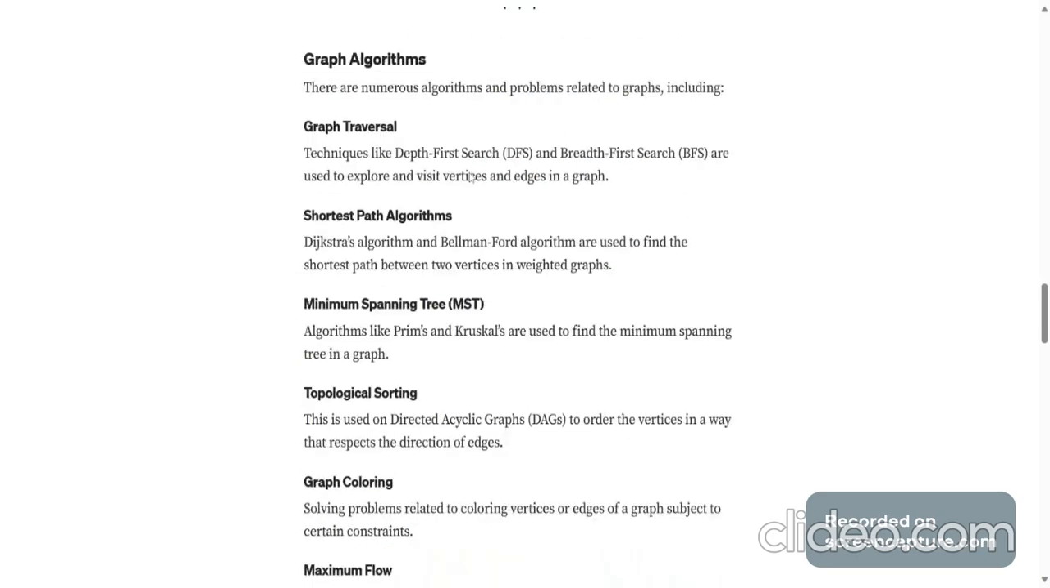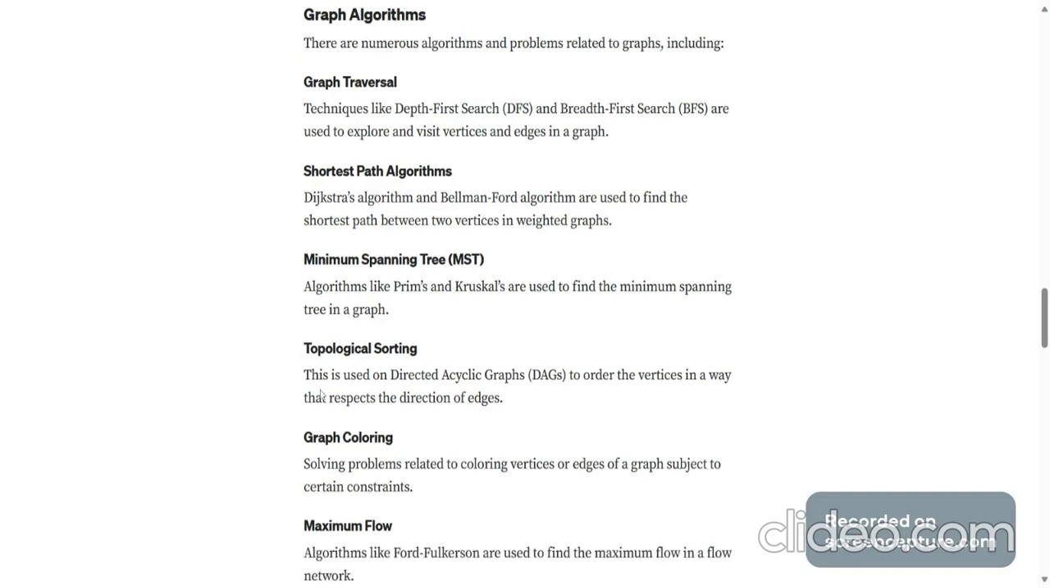Graph algorithms. There are numerous algorithms and problems related to graphs, including graph traversal. Techniques like depth first search and breadth first search are used to explore and visit vertices and edges in a graph. Shortest path algorithms. Dijkstra's algorithm and Bellman-Ford algorithm are used to find the shortest path between two vertices in a weighted graph. Minimum spanning tree, MST algorithms like Prim's and Kruskal's are used to find the minimum spanning tree in a graph. Topological sorting. This is used on directed acyclic graphs to order the vertices in a way that represents the direction of edges.